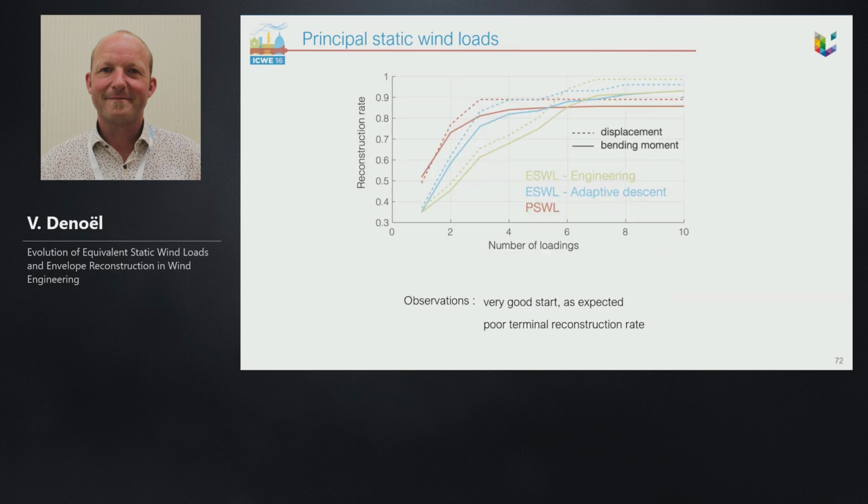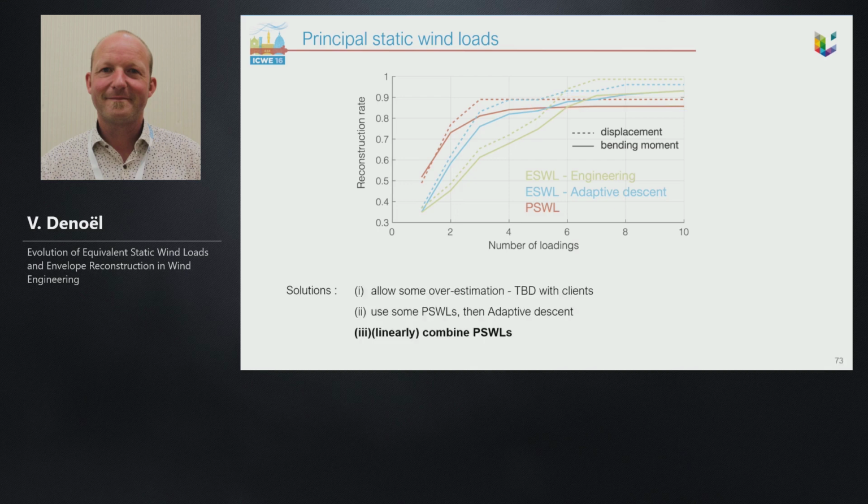And so in terms of reconstruction, we see that we start high. Okay, so we have a very good start. This is expected, of course, because the first principal static wind load is the one that carries the most important information about equivalent static wind load, so we do a very good job at start. However, you see that we do not converge very well, and it has a poor terminal reconstruction rate.